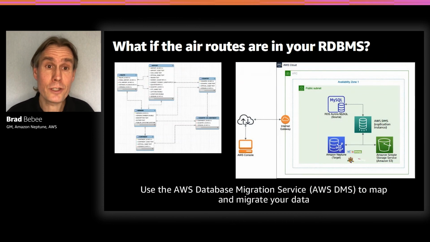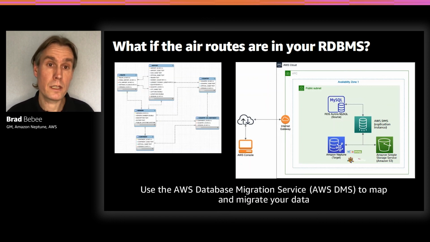What if your graph is in a relational database? Or what if your air routes are in a relational database? Well, you can also use the AWS Database Migration Service, or AWS DMS, to take data from your relational database and convert it into a format that can be loaded into either a property graph or your RDF graph. For a property graph, we provide a JSON document in which you can express the mapping from your relational tables into your property graph. For RDF graphs, we support a subset of the W3C R2RML standard that allows you to do mappings from a relational database into your RDF graph.